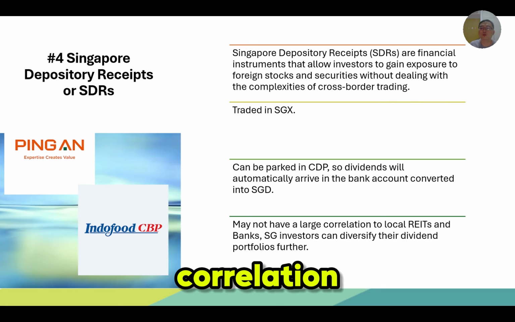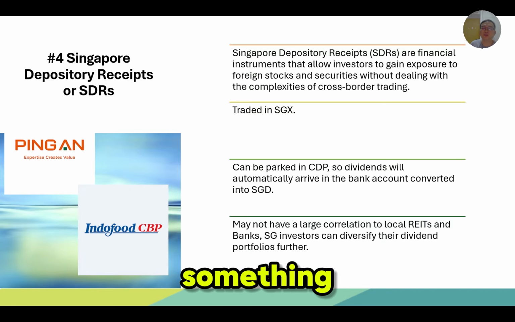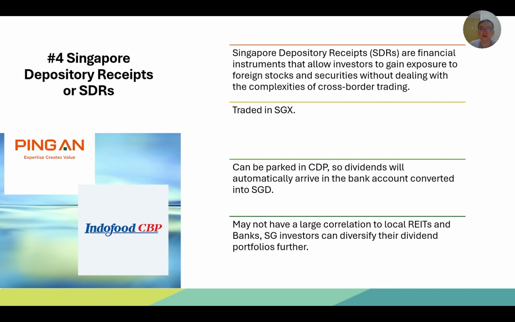They have a very low correlation to our local REITs and banks. So you can basically find something that gives you 5 to 6% dividends, but they don't move the same way. So overall, I think our aim is to build an asset pool that gives you a 5 to 6% payout that doesn't change a lot, right?